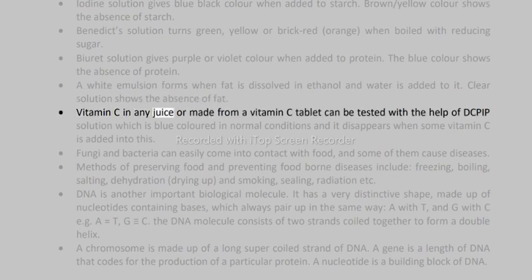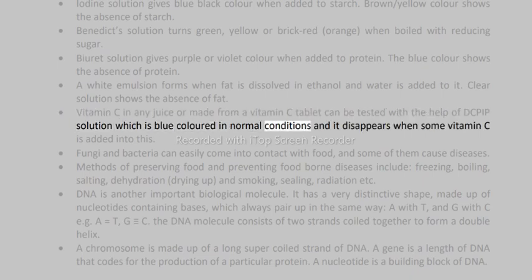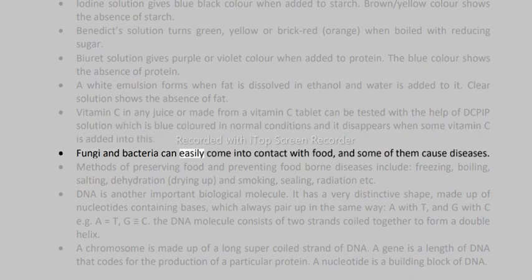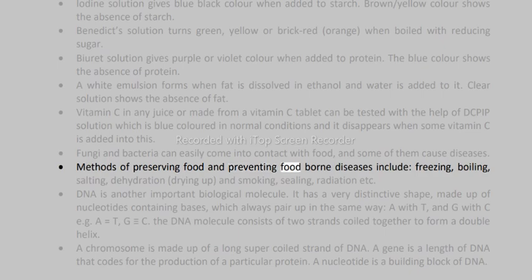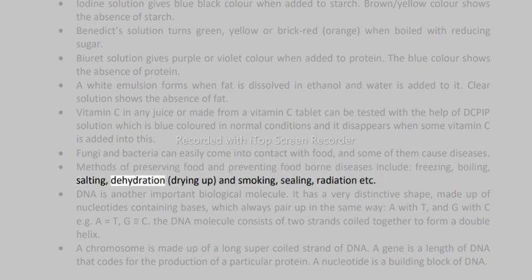Vitamin C in any juice or made from a vitamin C tablet can be tested with the help of DCPIP solution, which is blue-colored in normal conditions, and it disappears when some vitamin C is added to it. Fungi and bacteria can easily come into contact with food, and some of them cause diseases. Methods of preserving food and preventing food-borne diseases include freezing, boiling, salting, dehydration, drying, smoking, sealing, radiation, etc.